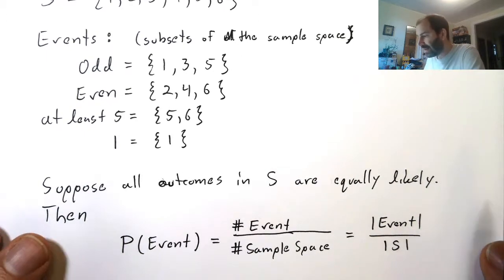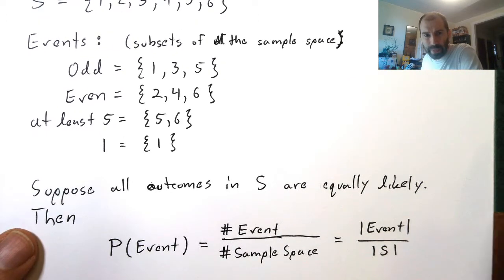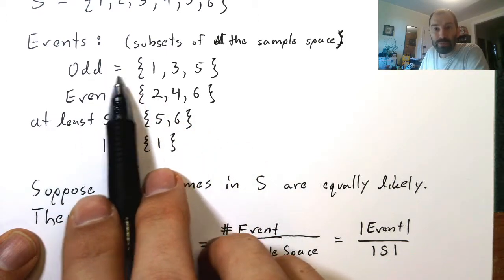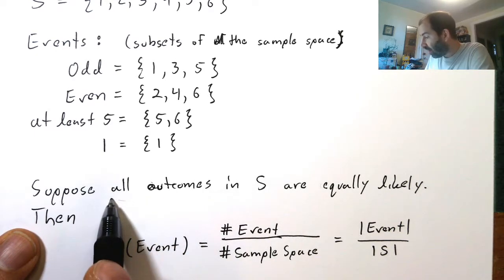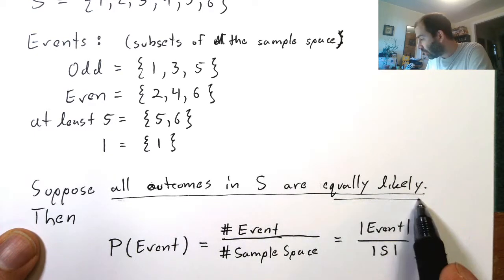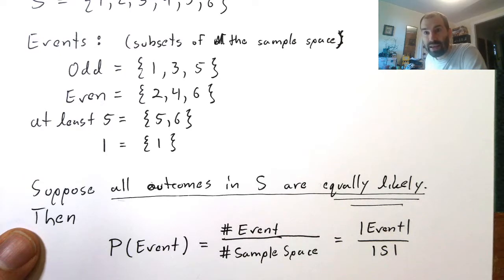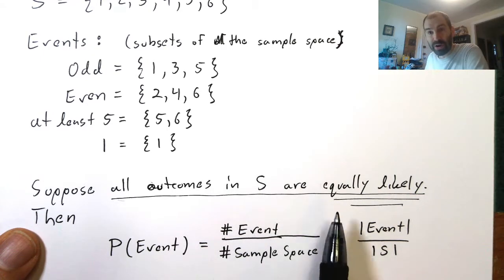Okay, so now that we've got that, let's see if we can compute the probabilities of these events. Now, the first thing we need to do is verify that all outcomes are equally likely. If that's not true, then you can't use this. All right? So let's verify that this is true.